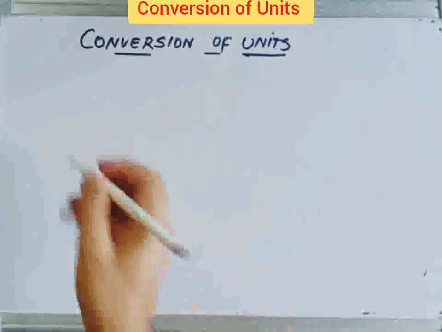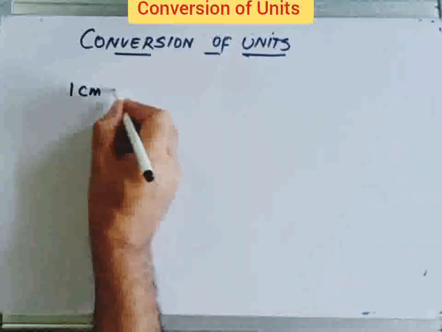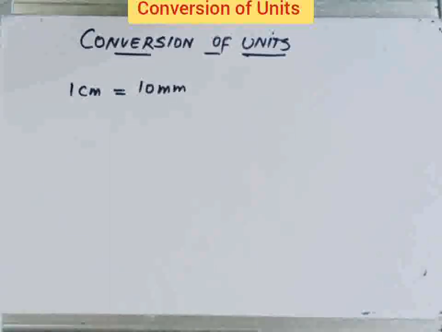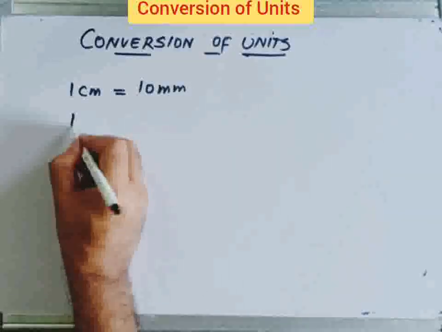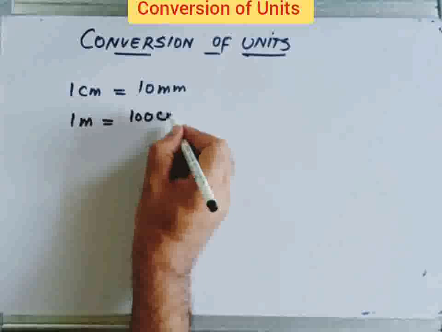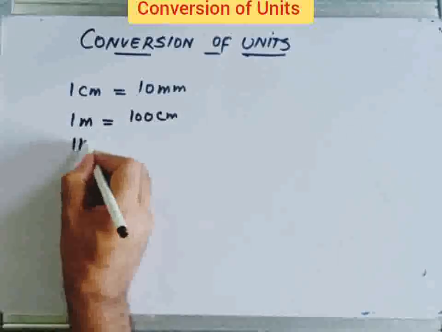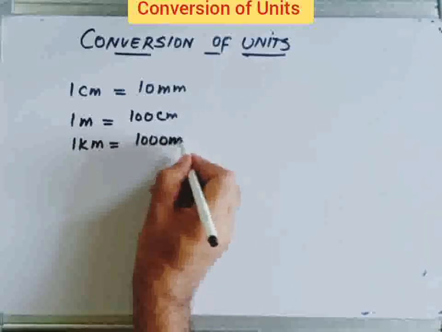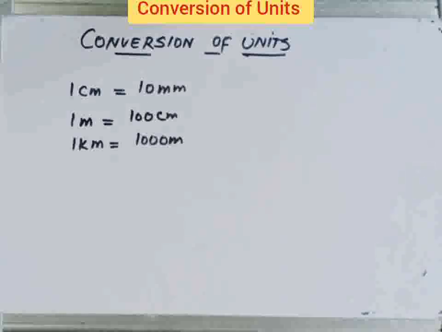We know that 1 centimeter is equal to 10 millimeters. And 1 meter is equal to 100 centimeters. Remember that. Then 1 kilometer is equal to 1000 meters. So these are the basic things that you need to know: 1 centimeter is equal to 10 millimeters, 1 meter is equal to 100 centimeters, and 1 kilometer is equal to 1000 meters.